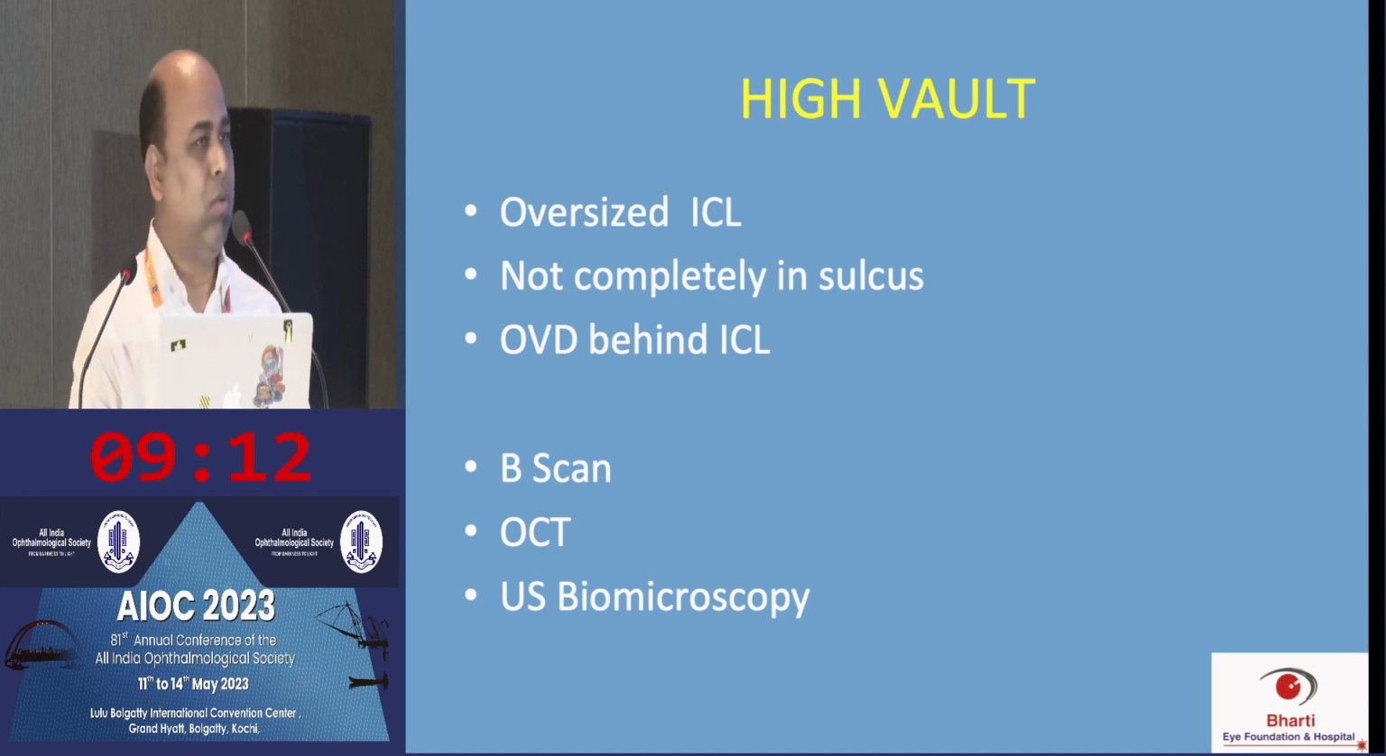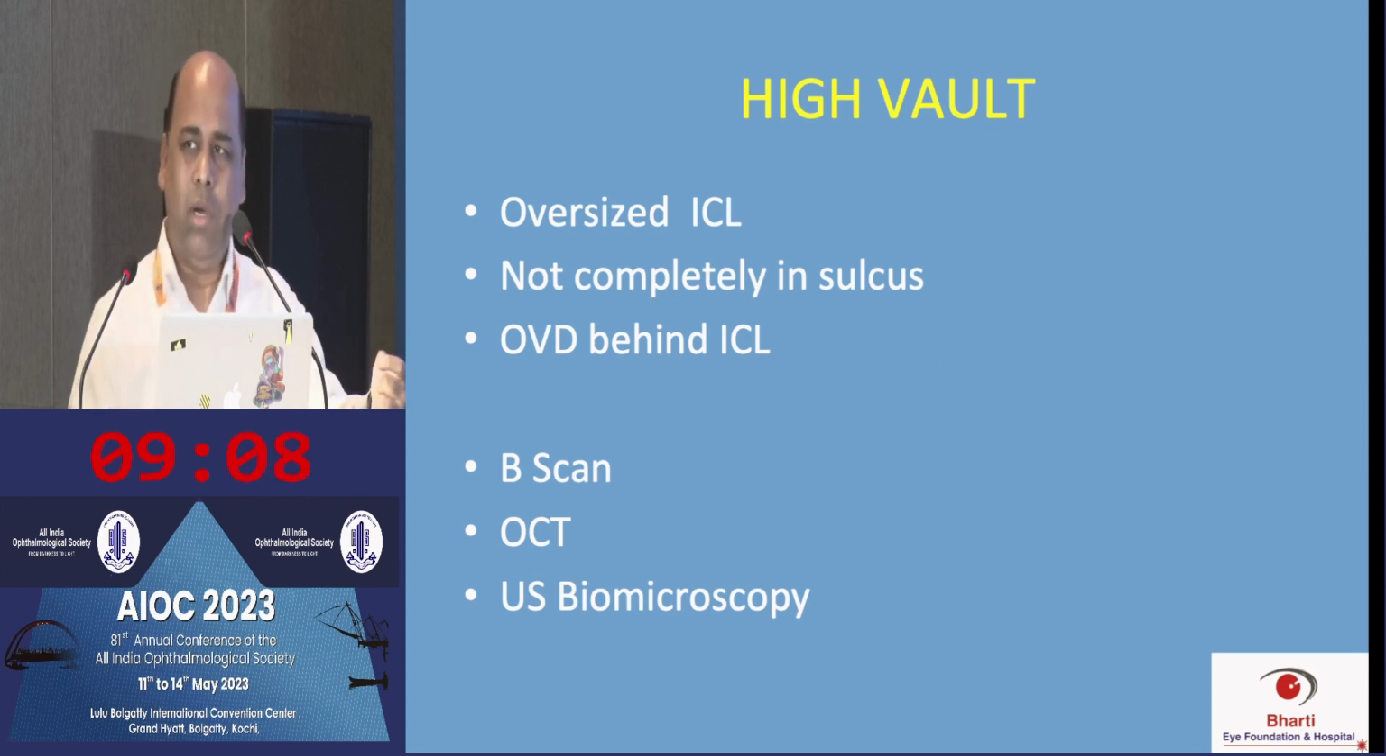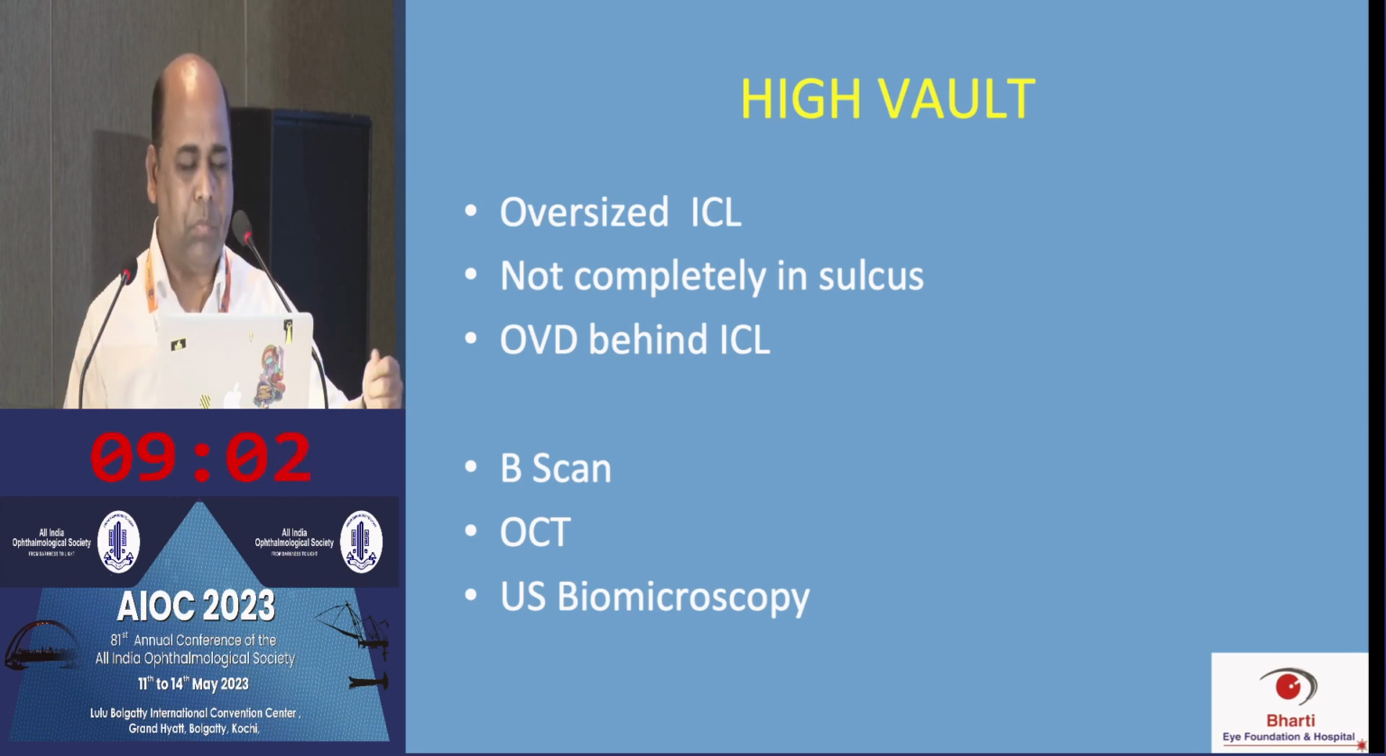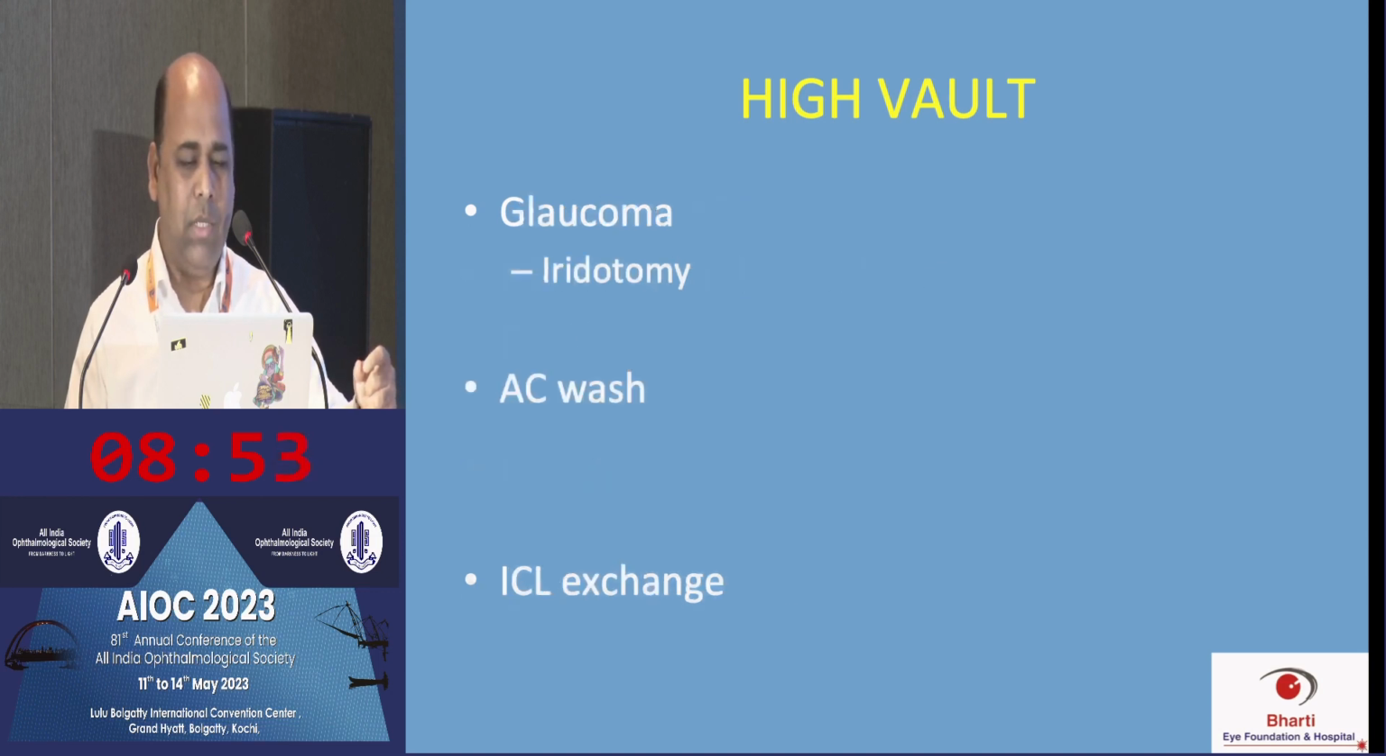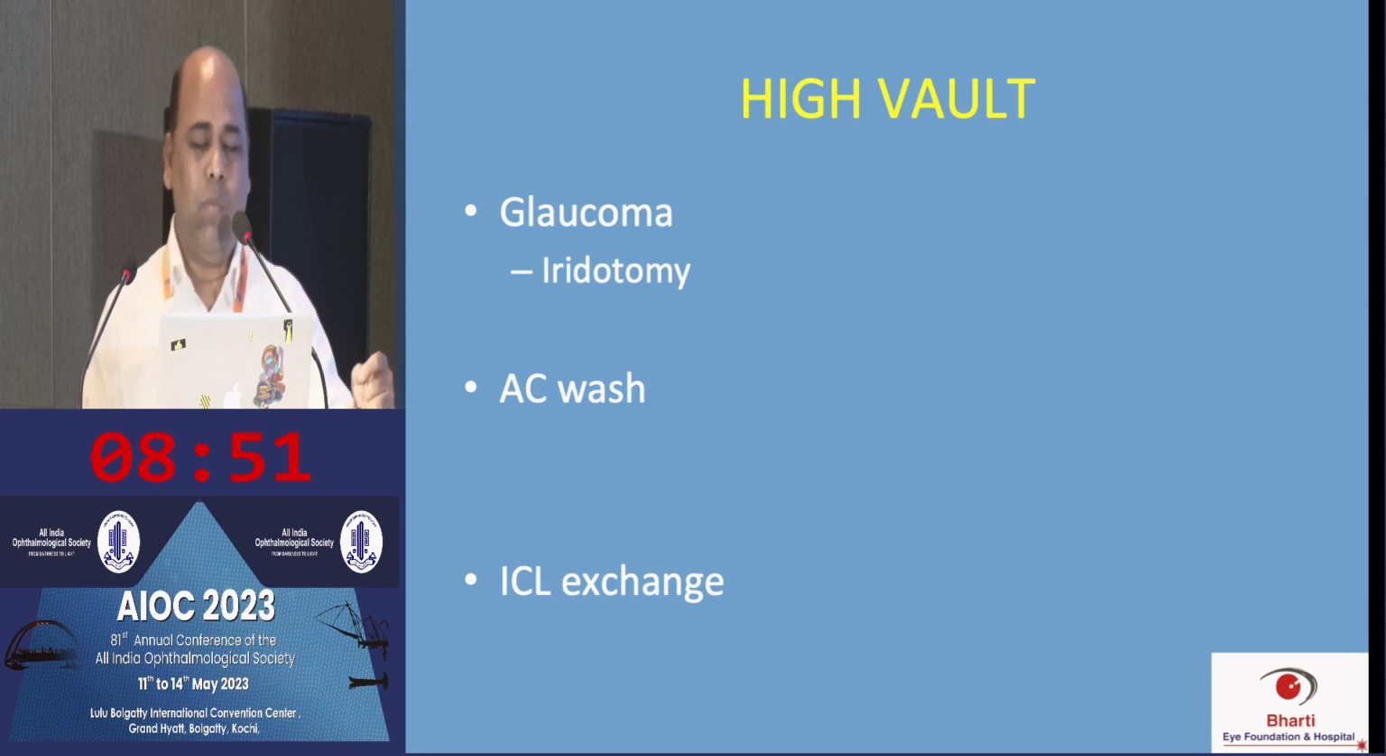If it is too oversized, as Dr. Shrikanesh told, you can rotate it vertically. And if it is not managing with that also, then you need to explant and put a new ICL of proper size. B-scan, OCT, and UBM help a lot in seeing the vault, the position, and the sizing of the ICL. And high vault causes glaucoma.